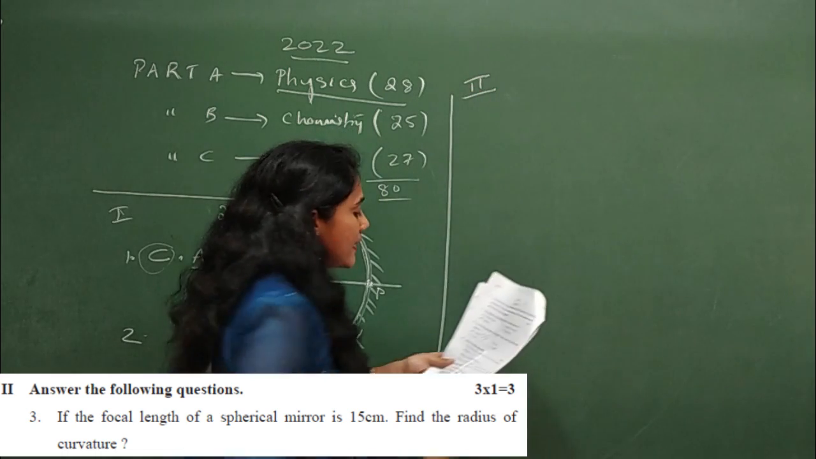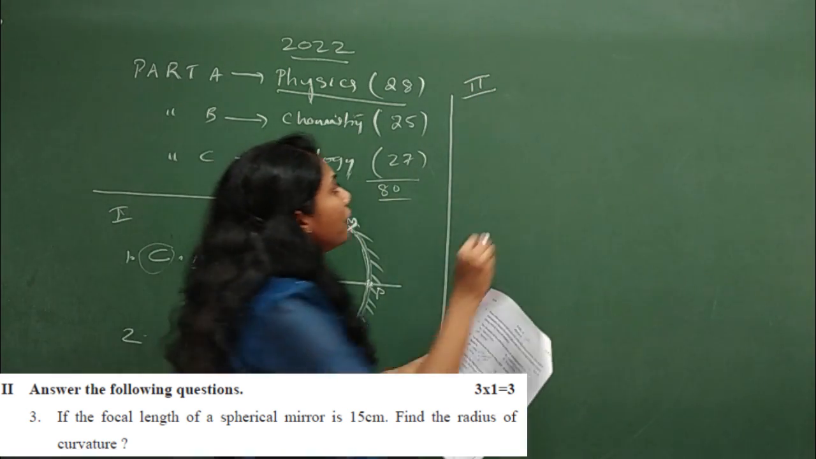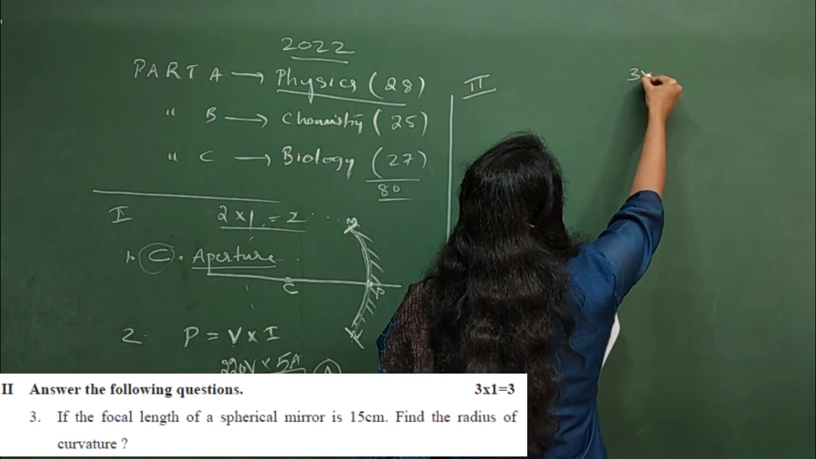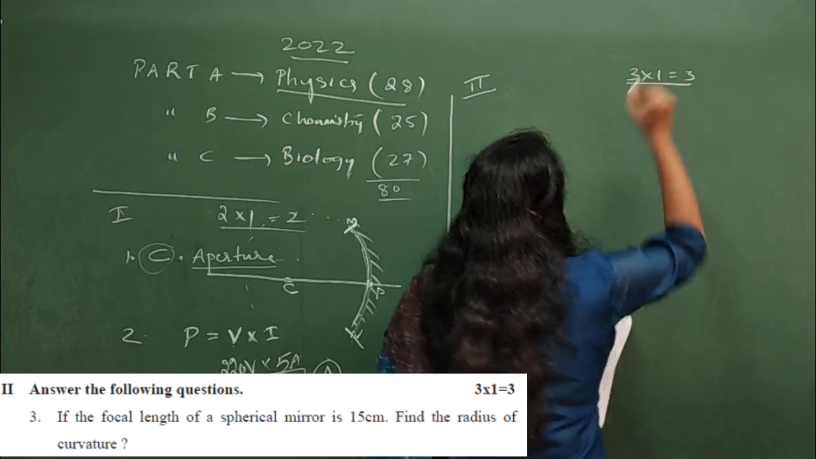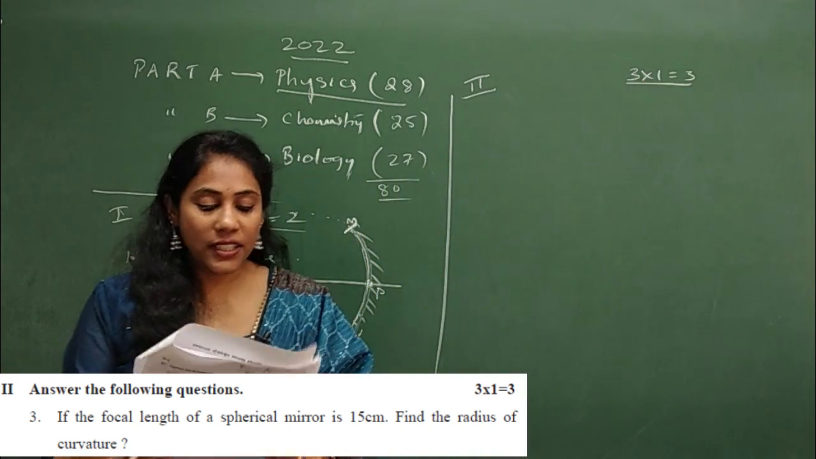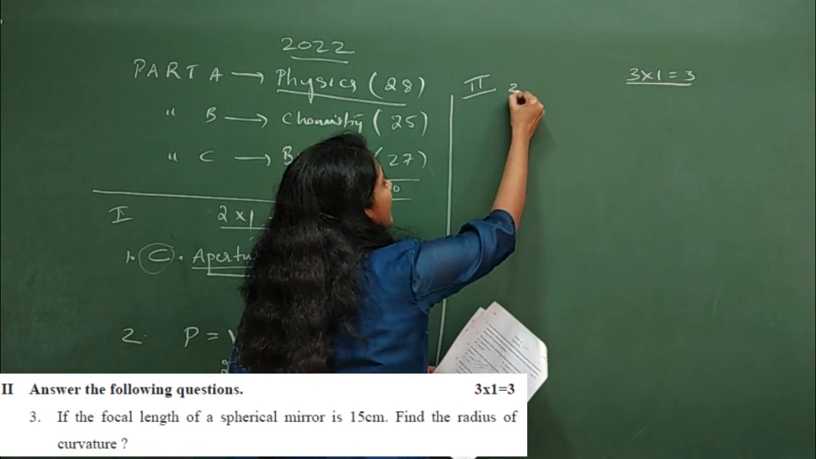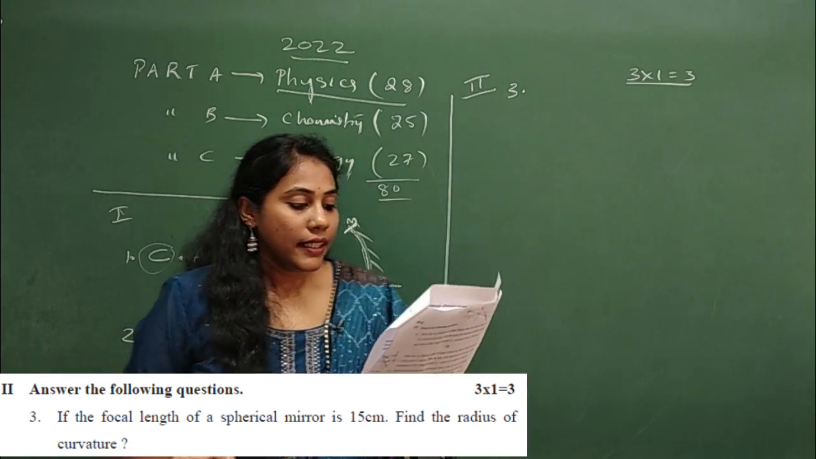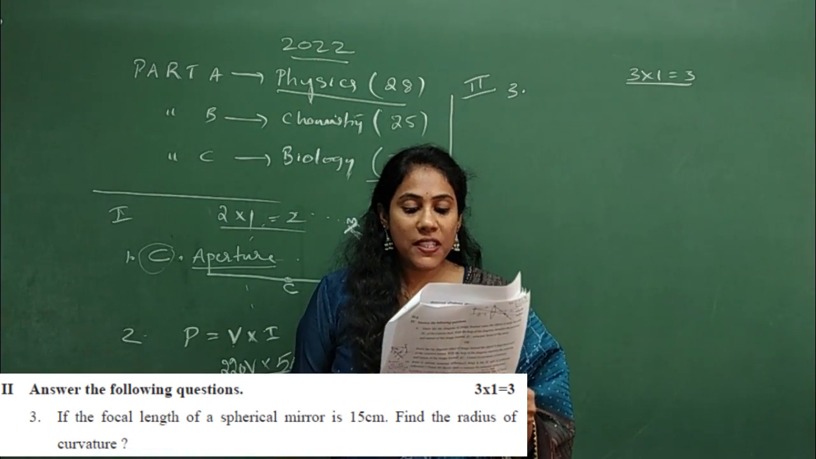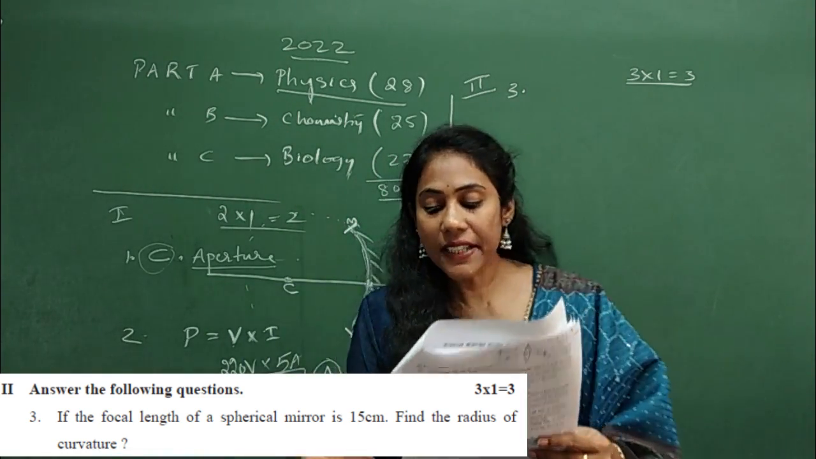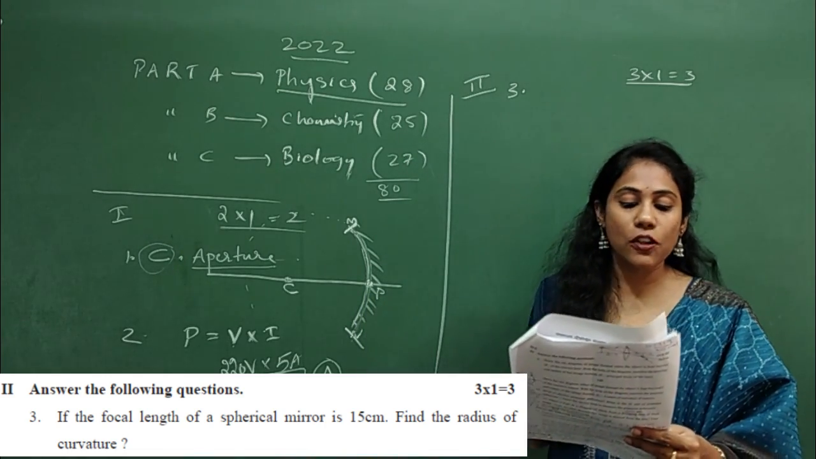Under physics part, second main, you have 3 1-mark questions. So 3 into 1 is equal to 3. The first question is very simple. That is our third question. If the focal length of a spherical mirror is 15 centimeter, find the radius of curvature.